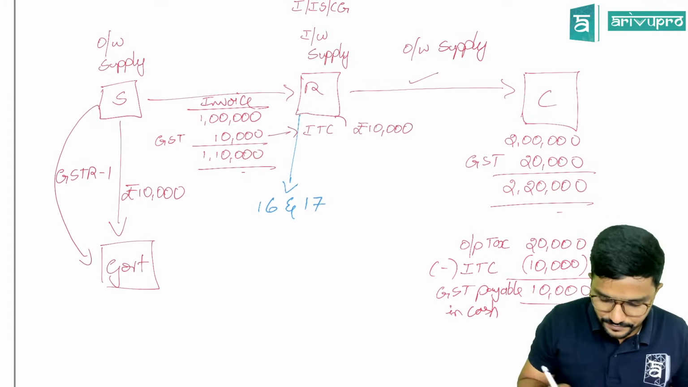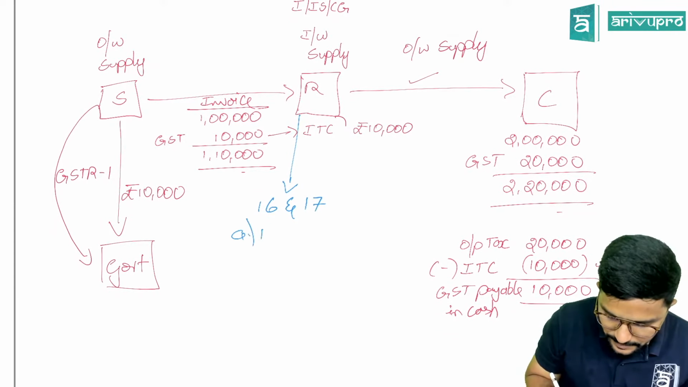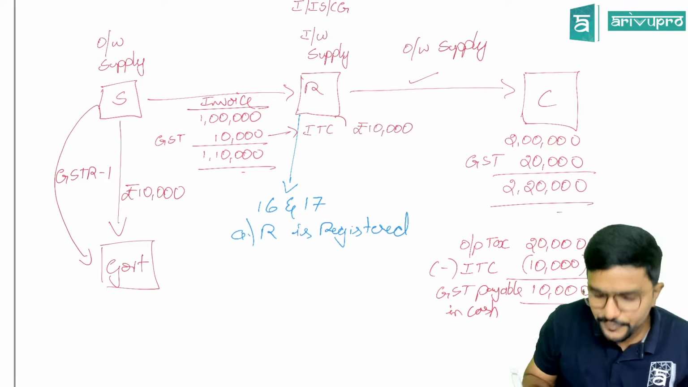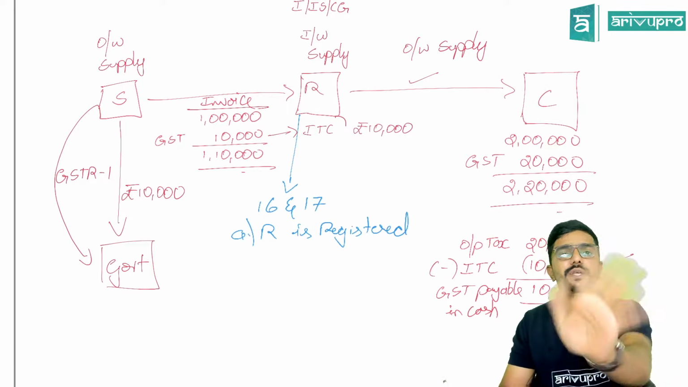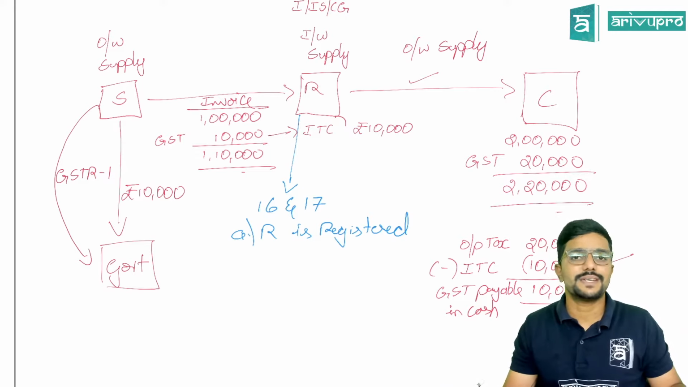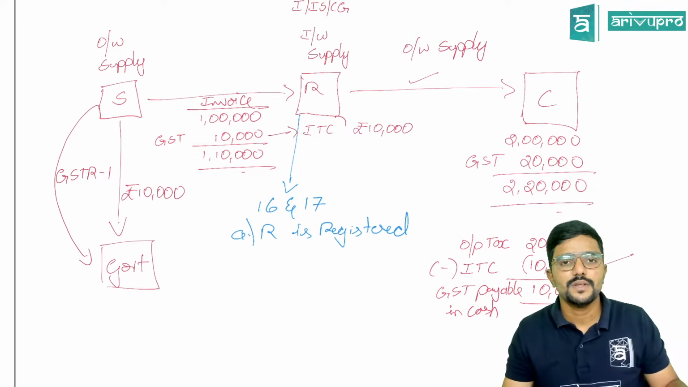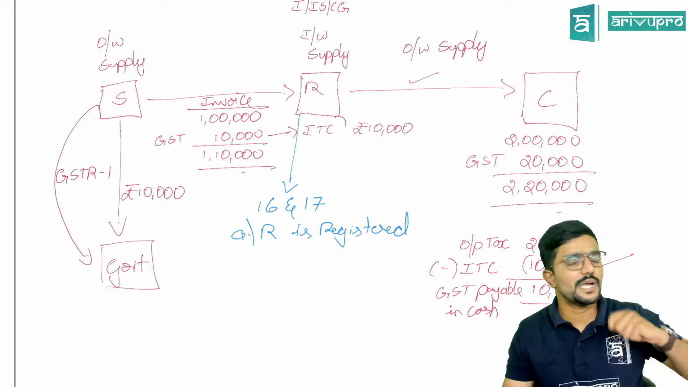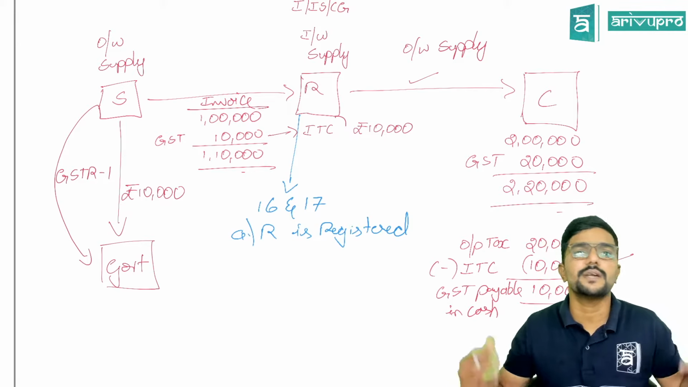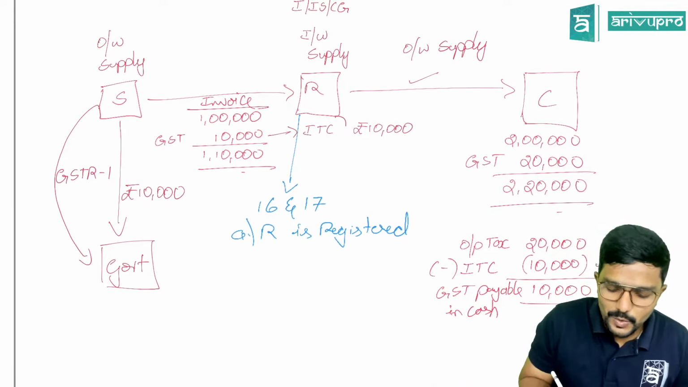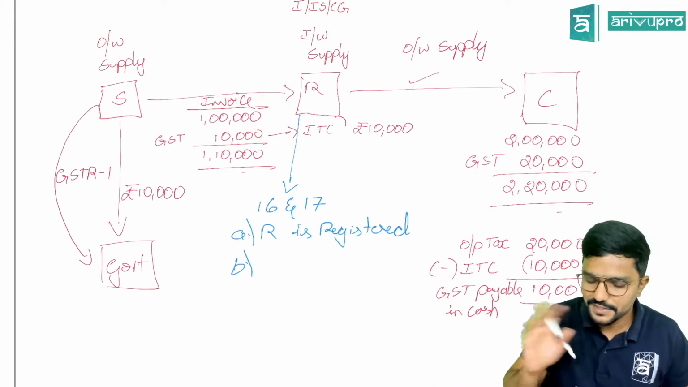One by one. First, the recipient is registered. He should be registered. It means if the recipient is unregistered, you cannot claim the input tax credit. For example, you and I are not registered under GST. Now, if I purchase anything on which I have paid GST, can I claim input tax credit? No. Why? I am not registered under GST. Okay, sir. So the recipient should be registered.